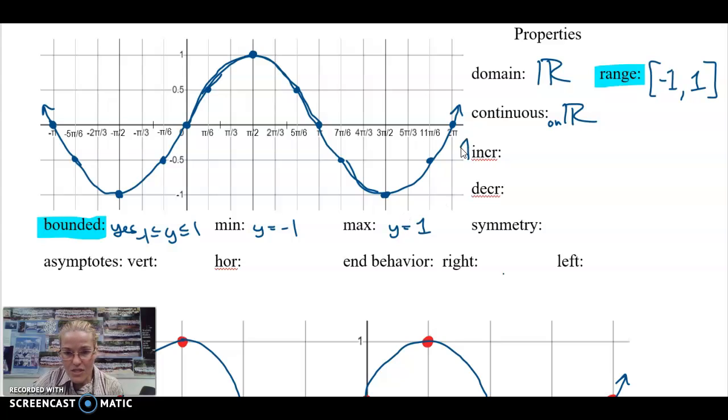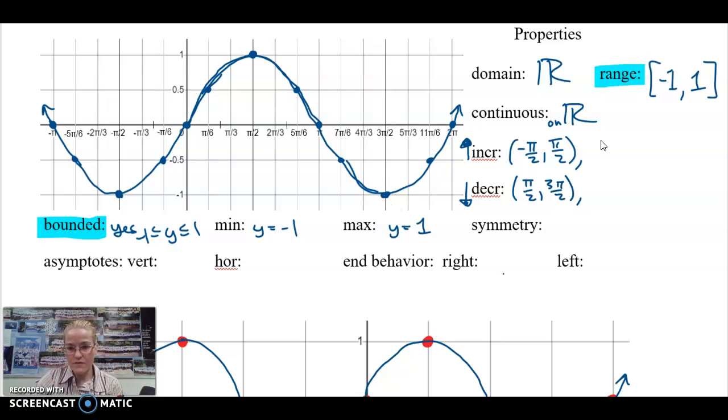Where is it increasing? Now this one's sneaky. Because you can see it's, well, from negative pi over 2 all the way up here to positive pi over 2, it's increasing. And then it decreases. So down here for decreasing, I'm going to fill that in. It's decreasing from pi over 2 all the way down to 3 pi over 2.